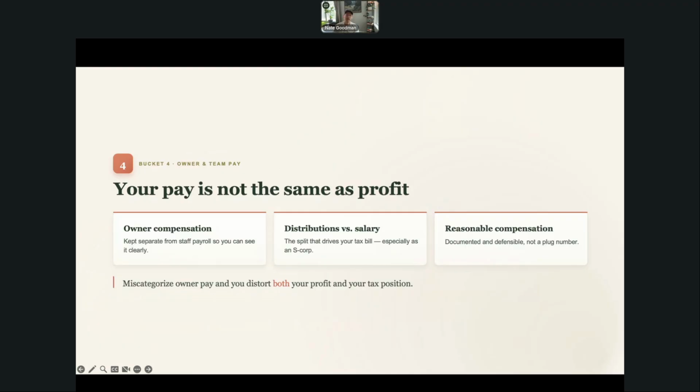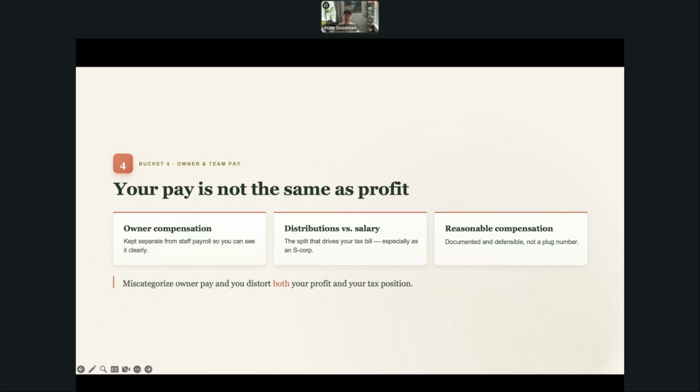Another helpful thing is your pay is not the same as profit when you are on payroll. So owners' compensation is kept separate from staff payroll, so you can see it clearly. Distributions versus salary. This split is driving some of your tax bill, specifically what you pay in FICA taxes. And then reasonable compensation needs to be documented to know why you're paying yourself what you're paying. It's not some number that you plug or make up. Miscategorizing owner's pay can distort both your profit and your tax position, because most of the time we want to take profit plus owner's comp to know what your profit is.